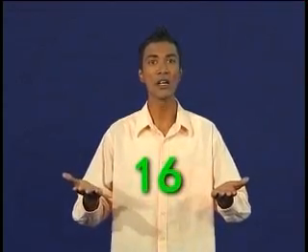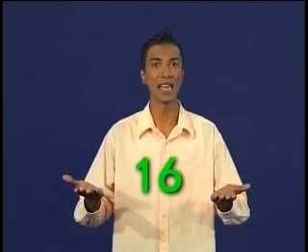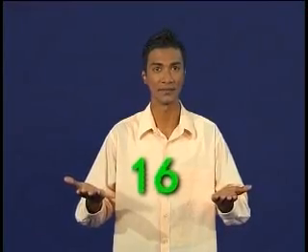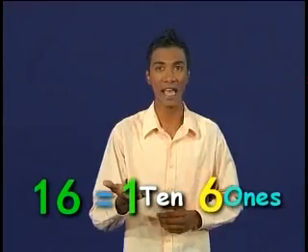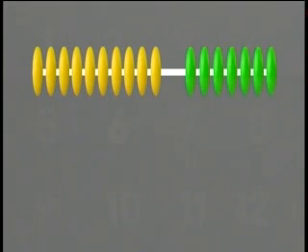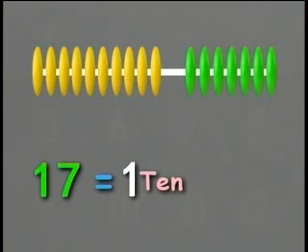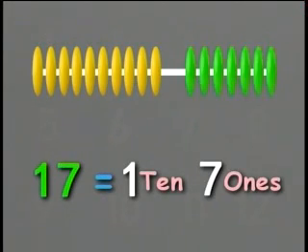Now, look at this number, 16. How many tens and ones are there? Yes, 16 has 1 ten and 6 ones. Look at this diagram. Can you tell me what the number is? Yes, it's 17. That's because there is 1 ten and 7 ones.